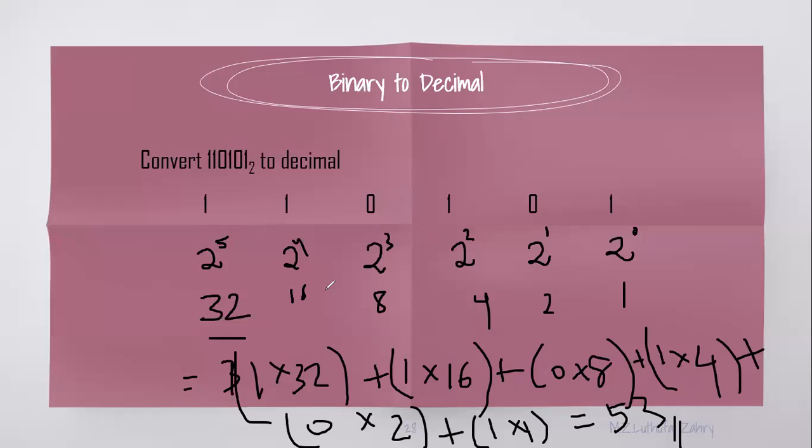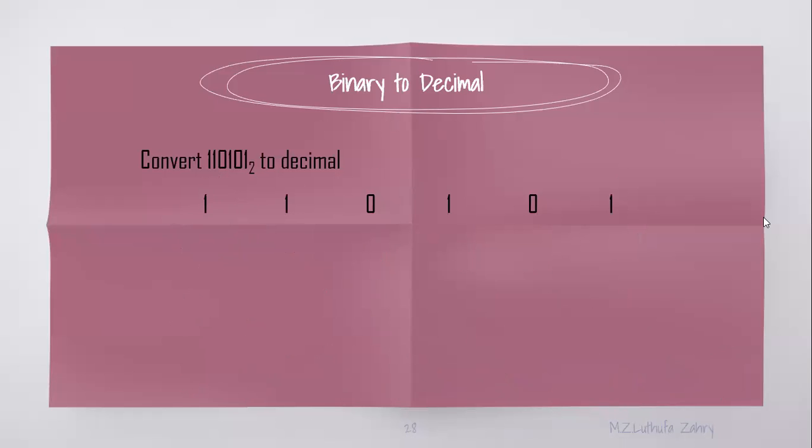Okay, so that is it. You have to put the weighting factors and then multiply the number with the place value. Add it together, then finally you will get the decimal value. So that is how the binary to decimal conversion works. You just have to grab the method here.